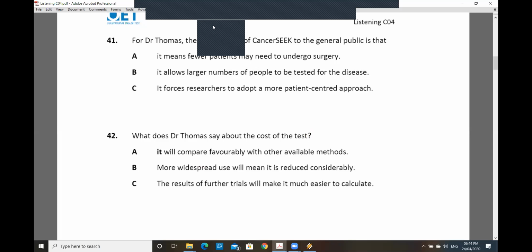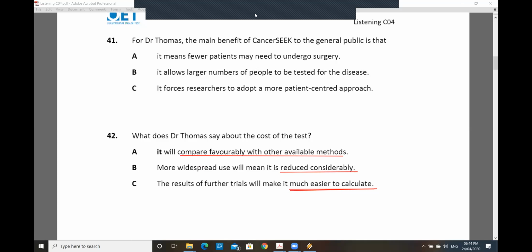So again, this is the key. If you underline negative extreme words or words that help you differentiate, and results of further trials will make it much easier to calculate. They have already made a calculation, the estimation is already there. So C can also be ruled out. So compare favorably, because he's basically doing a comparison.